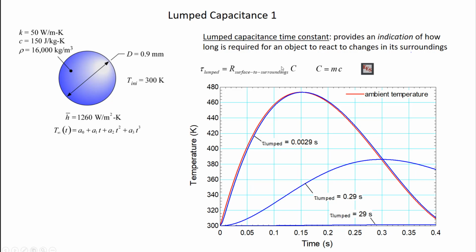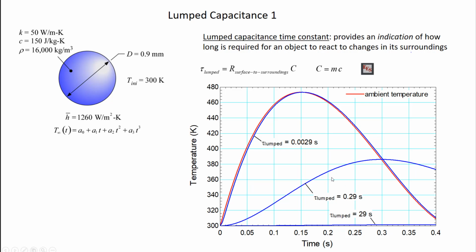Now, if I were to calculate this time constant and I found that it was huge, so let's say 100 times bigger, 29 seconds, well, 29 seconds is so much longer than 0.4 seconds that during the process I'm trying to simulate, one of these temperature excursions, the object is not going to change temperature hardly at all. It just doesn't really have time to respond because its time constant is so long.